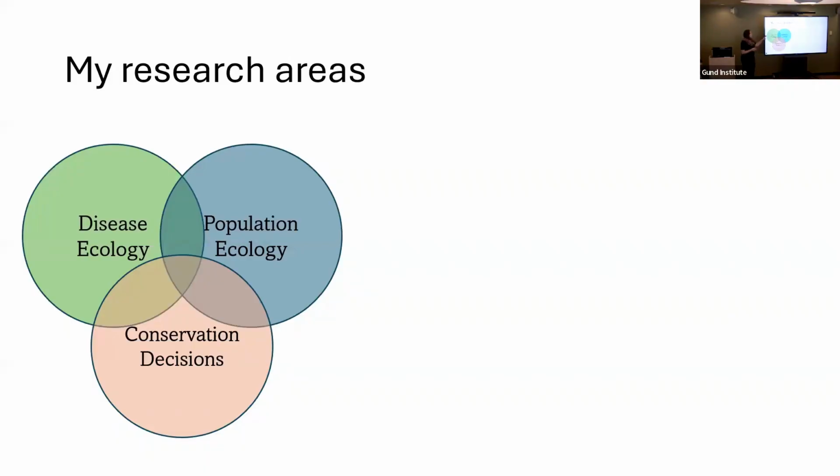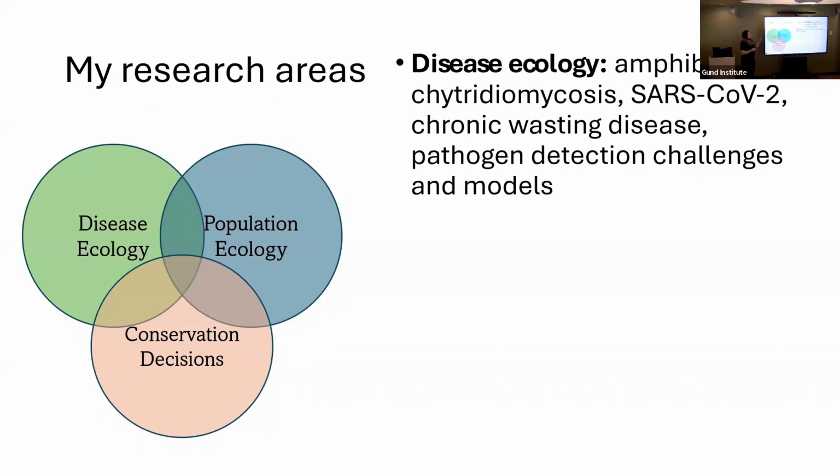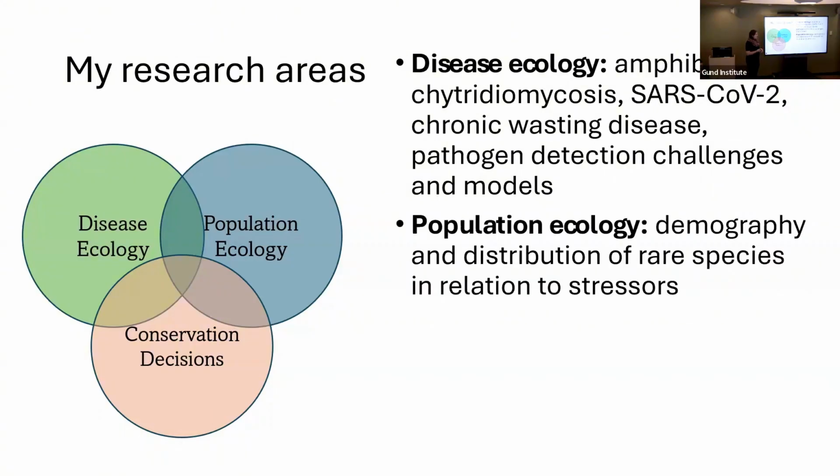My research areas here are disease ecology, population ecology, and conservation decisions. On the disease ecology side, there are lots of diseases, unfortunately, that we are managing both on the wildlife side and in broader sectors, as I'll talk about today. Some that our group works with relate to amphibians, but also to wildlife. So we study SARS-CoV-2 and chronic wasting disease. Chronic wasting disease is the topic for today. And also the general challenges that come with trying to detect very tiny things, very cryptic things, very new things, and how we might design models that help us better learn to use pathogen detection data.